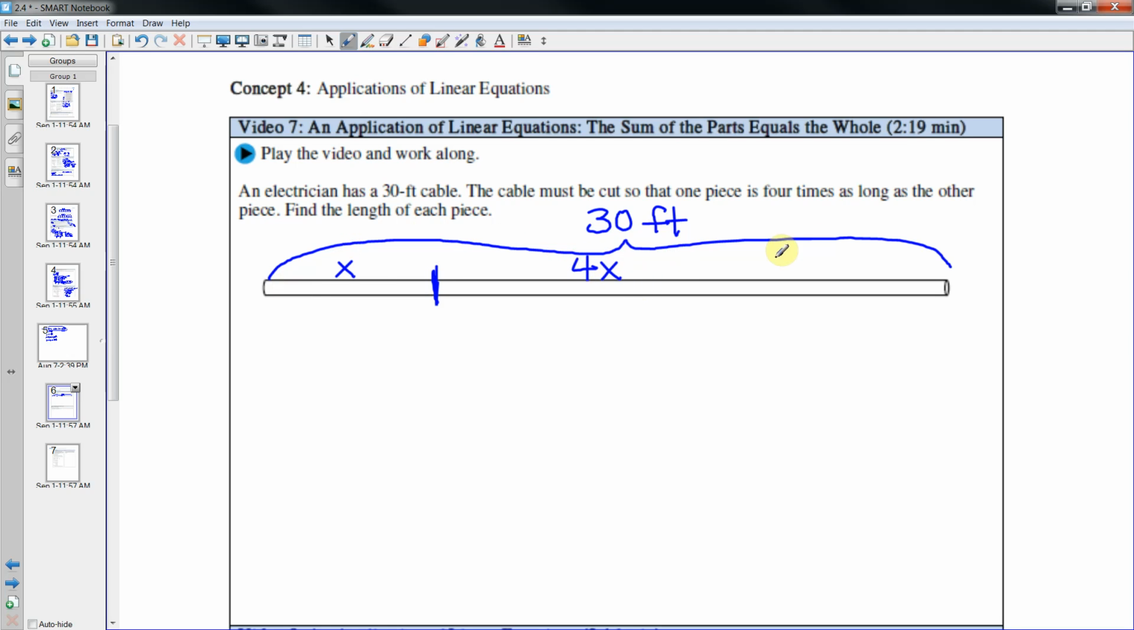Well, remember these two pieces, that whole piece was 30. So each part, x plus 4x, needs to be equal up to the total, which is 30. So x plus 4x is 5x equals 30. Solve for x, so divide by 5. So the small piece is going to be 6 feet.